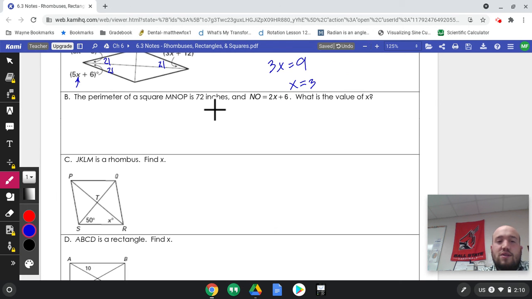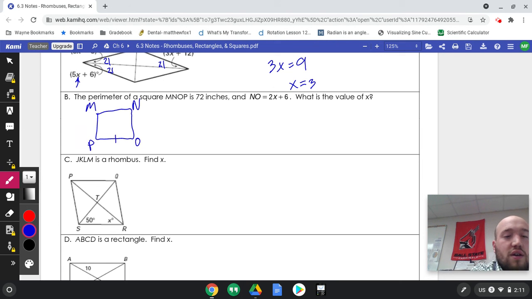Maybe I shouldn't have had it in this section, but it says the perimeter of a square, MNOP, is 72 inches. And NO is 2x plus 6. What's the value of x? NO is one of our sides. If you want, you can draw your square. You don't have to. The key thing here is to notice that if it's a square, all these sides have to be the same, which means if we have 72 inches for the perimeter, we divide that by 4, and 18 is what each of these sides is. So NO is 18. I can set that equal to 2x plus 6.